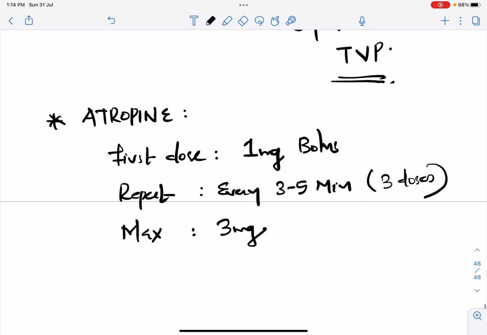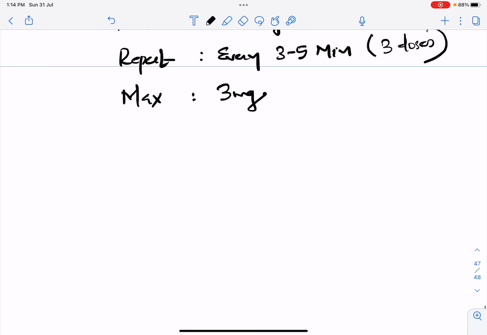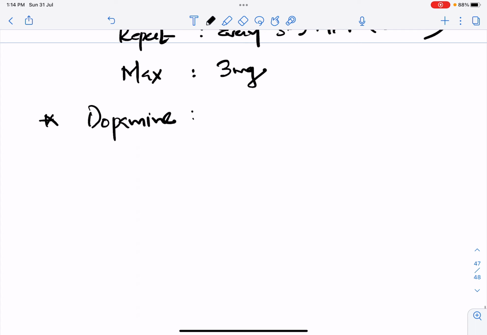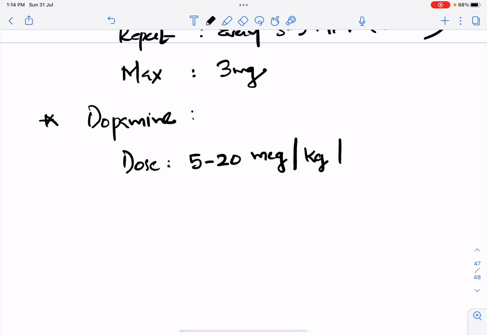Okay, this is how you give atropine. The next drug is dopamine. If the bradyarrhythmia persists even after giving atropine, you can consider either dopamine or epinephrine or transcutaneous pacing. The dose of dopamine is 5 to 20 mcg per kg per minute.